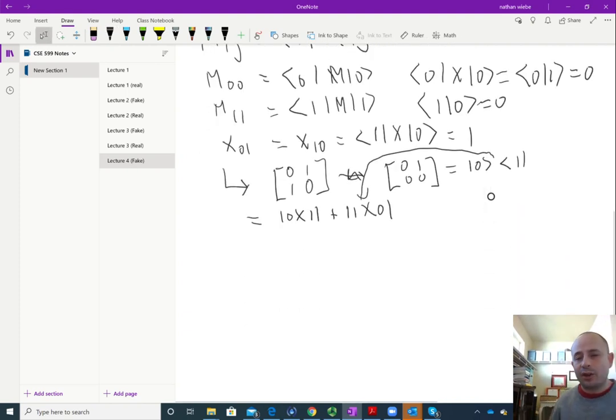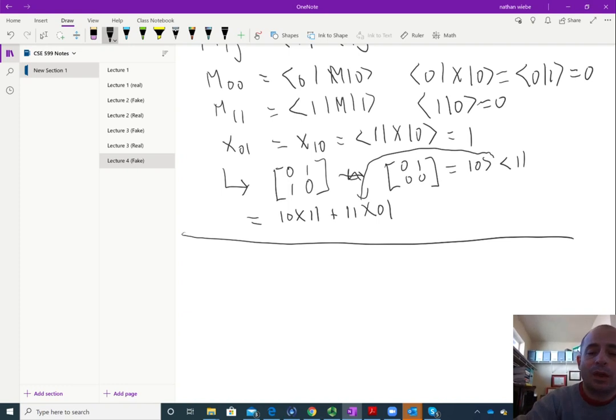Now, the unitaries that are going to be most useful for our purposes are the following. First off, there of course is the NOT gate, which in the computational basis is 0, 1, 1, 0.